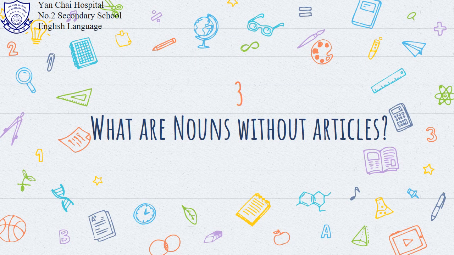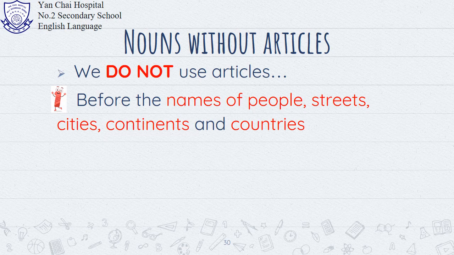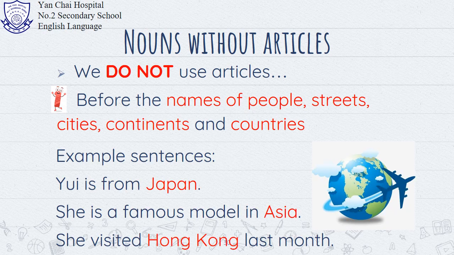Part 3. What are nouns without articles? We do not use articles before the names of people, streets, cities, continents, and countries. Example sentence. Yui is from Japan. She is a famous model in Asia. She visited Hong Kong last month.